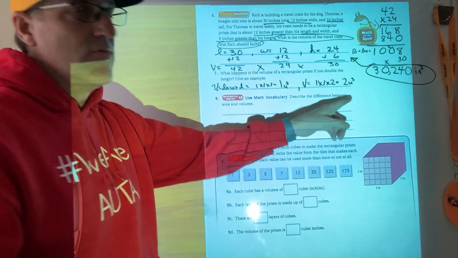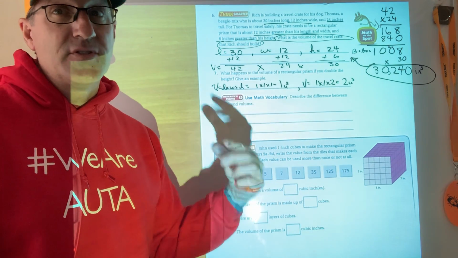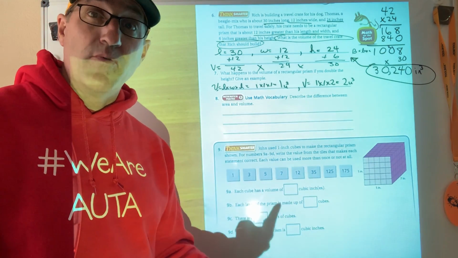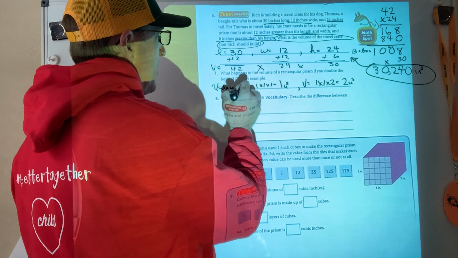What did it do to the volume? Doubled it, right? And if I double 2 of them, it's 2 times 2. It'll quadruple it. It's exponential. We talked about this before. So it will double it.